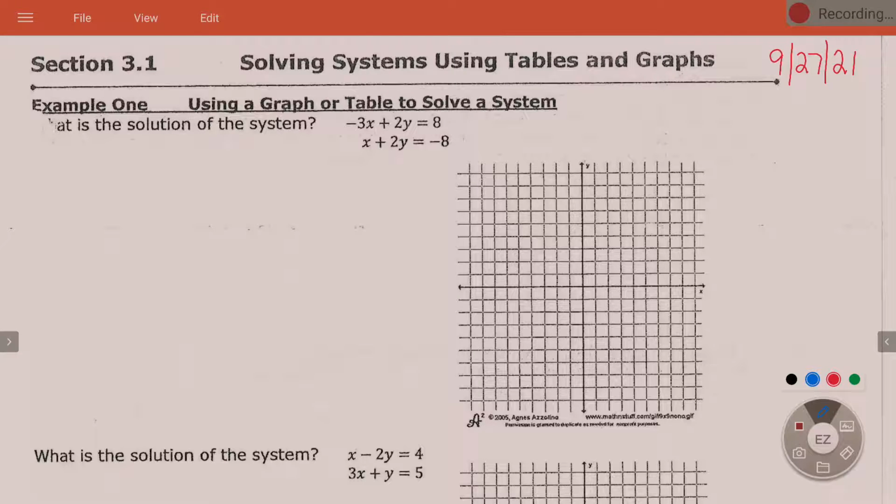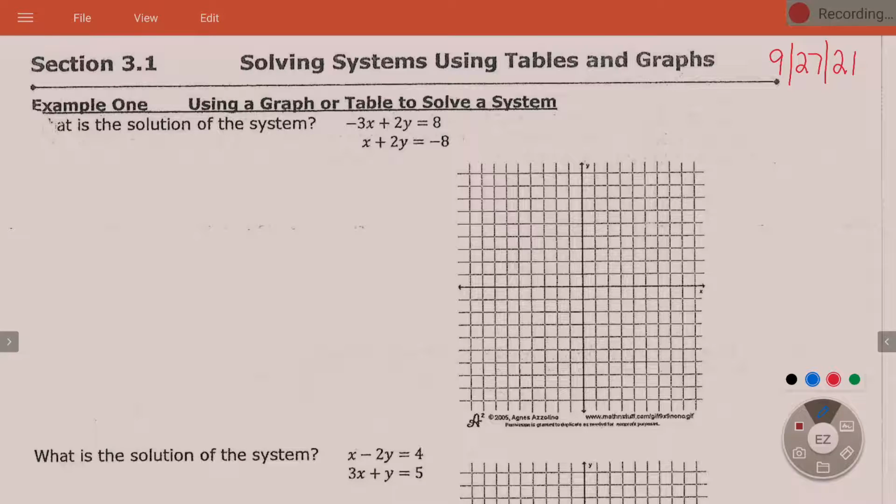Okay, so lesson 3.3. Solving a system of equations by graphing. Thoughts on where to start? What are we going to need to do? Gabe? Get y alone. Yeah.